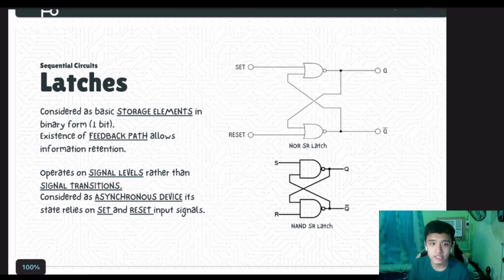Latches operate on signal levels rather than signal transitions. What do you mean by signal levels? Signal levels are the output that is dependent on both the circuit's previous and the current input. So whenever the input changes, the output changes. Latches are different from signal transitions, which are circuits that rely on a clock that turns on or off periodically. In signal transitions, signal levels only matter when a clock is turned on. When we say asynchronous, data or signal is triggered immediately.